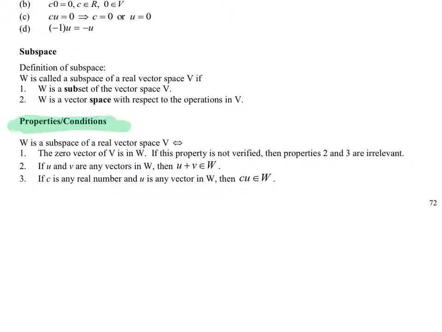If U and V are any vectors in W, then the sum of those 2 vectors would also be in W, all right? So it would be a closed system.